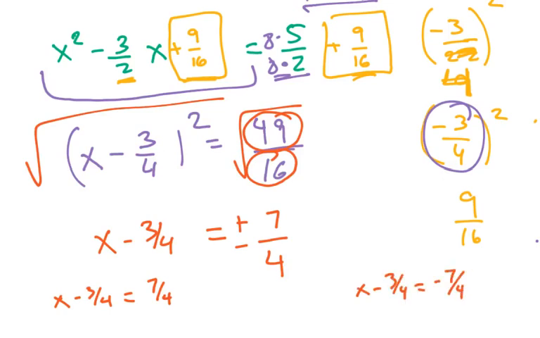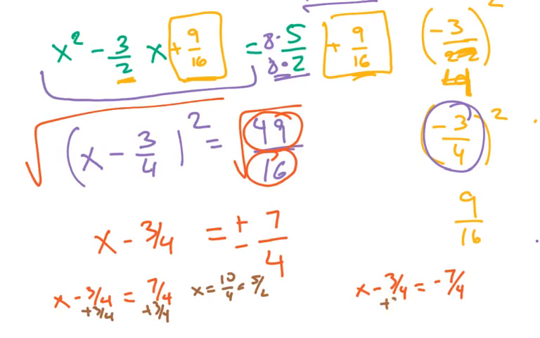I'm at the end of the page. I want to finish this. See if I can finish it off on this page here. So if I solve this one, I would add 3/4, and it would get 10 over 4, so x equals 10 over 4. Hopefully you see that. I'm just adding 3/4. Sorry, I'm squeezing this in. You get 10 over 4. And 10 over 4 reduces to 5 over 2.